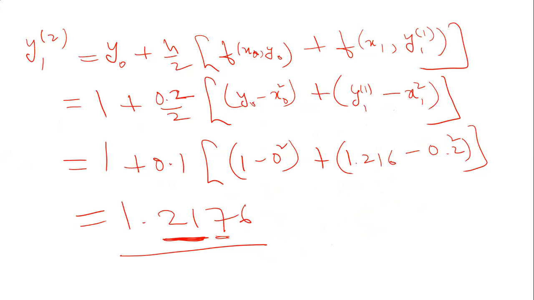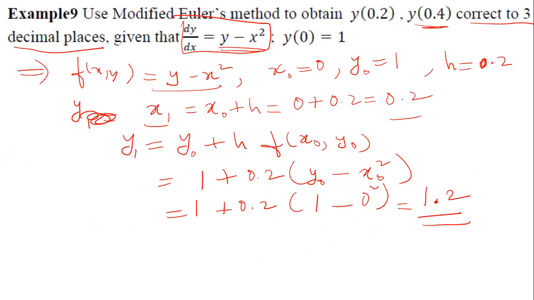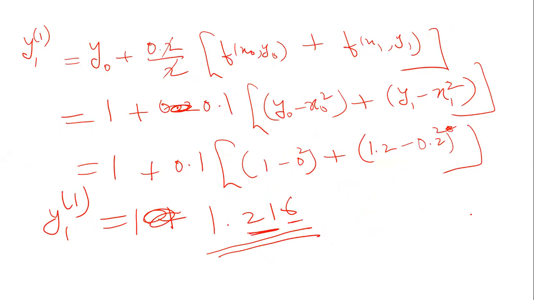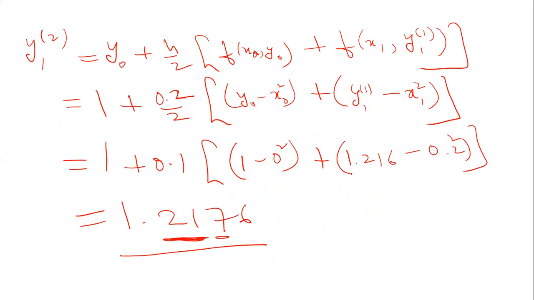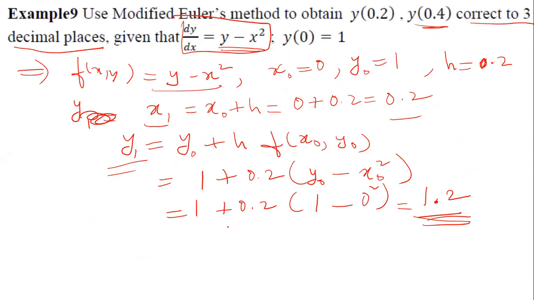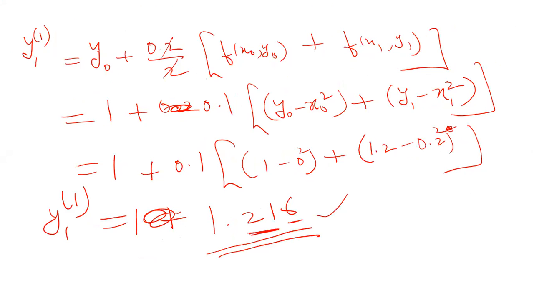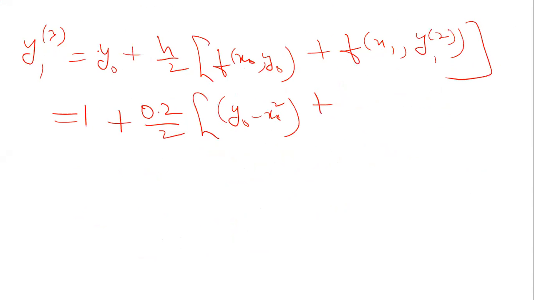So as I said, if you look at the y1 value here, from the Euler formula, the first rough estimate gives you 1.2. And from the modified Euler formula, the first iteration gives you 1.216, and the second iteration gives you 1.2176. So up to two decimal places, the first iteration and the second iteration values agree with each other. But still, we need to find the value of y at 0.2 correct up to three decimal places. Since they do not agree for the third decimal place, we will have to continue with the third iteration.